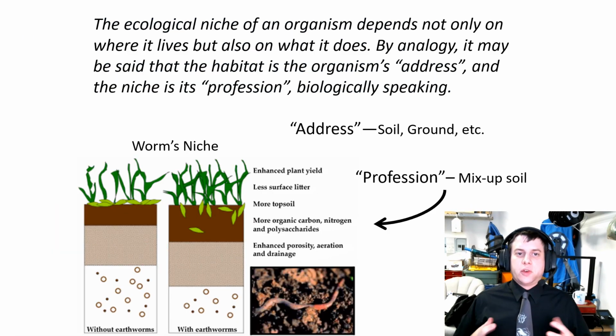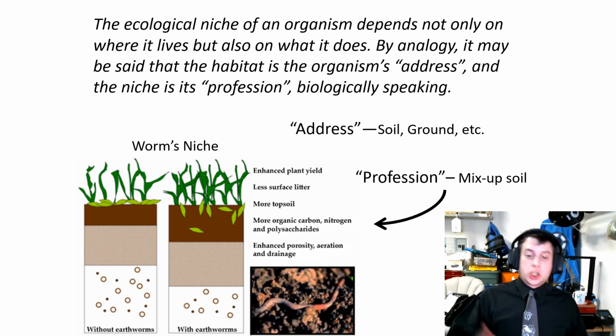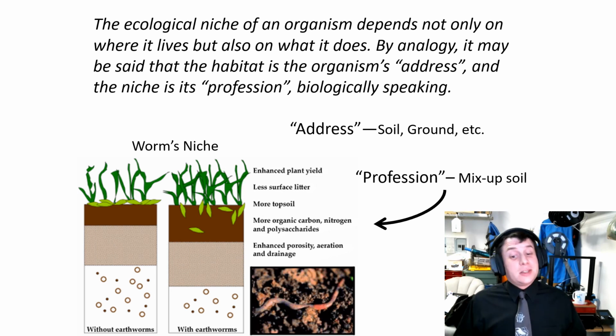The ecological niche of an organism not only depends on where it lives, but what it does. By analogy, it might be said that the organism's habitat is its address and the niche is its profession, biologically speaking. So here we're looking at worms, and where they live is in the ground, and what they do is mix up the soil. More specifically, they are partial decomposers, so they will eat the organic matter that's in the soil. It churns that up.